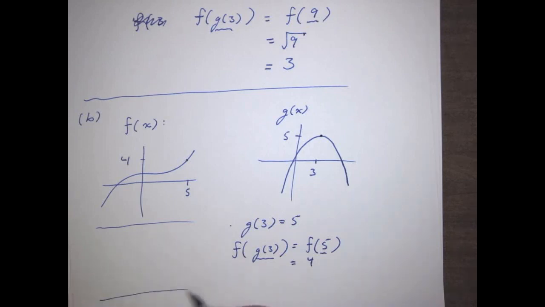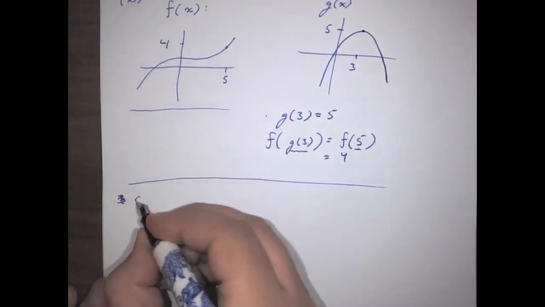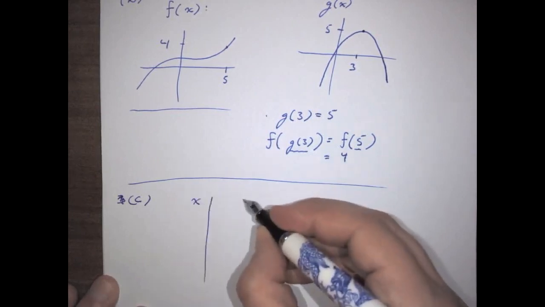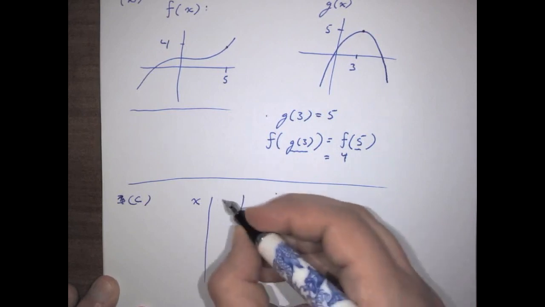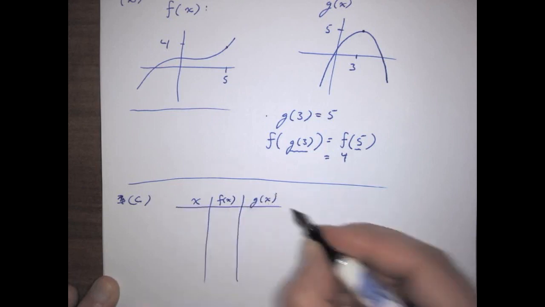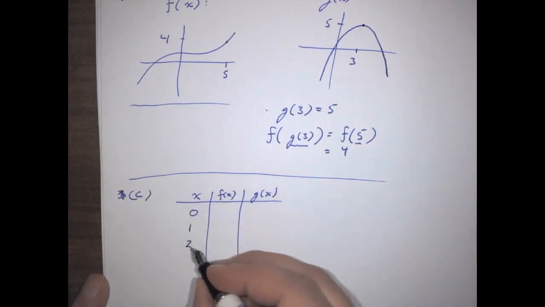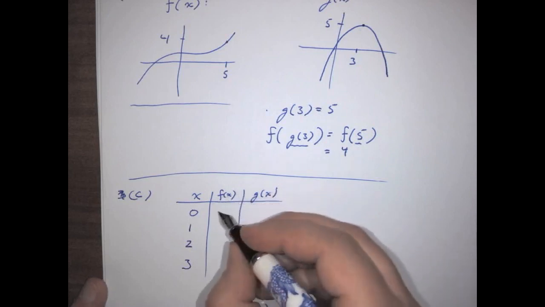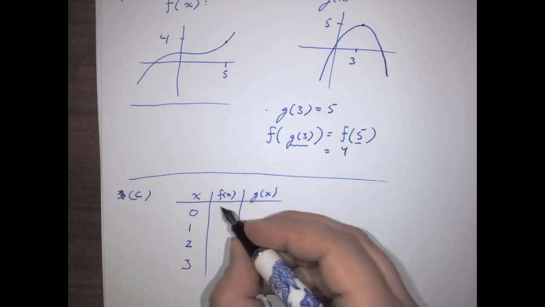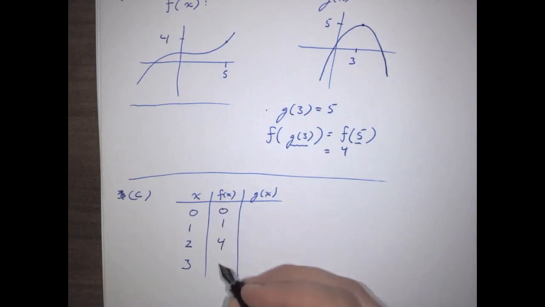And then the last format for doing this would be C, which is going to be a table. And the way the tables are going to look in this section is like this. We're going to have x, f of x, and g of x. Now let's say that our x values in this particular case are going to be 0, 1, 2, 3. Let's say that our f of x's are going to equal 0, 1, 4, and 9.